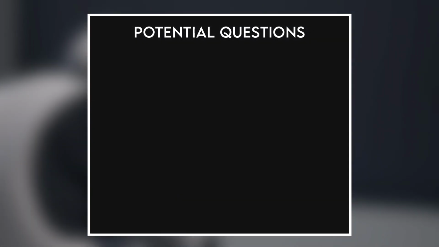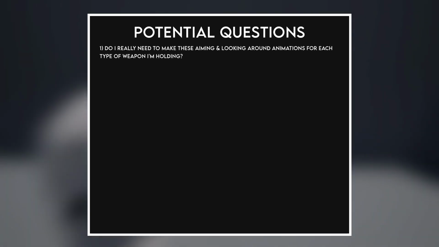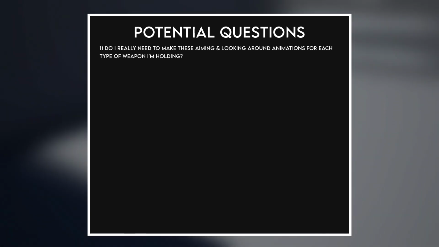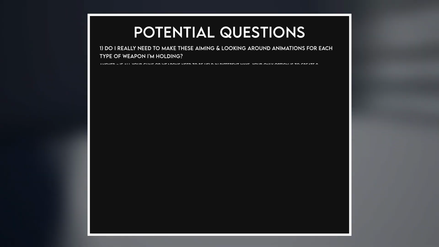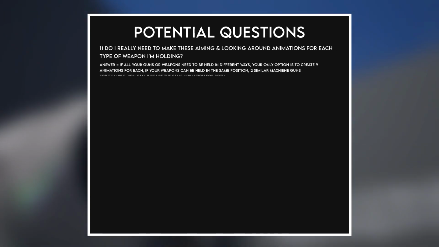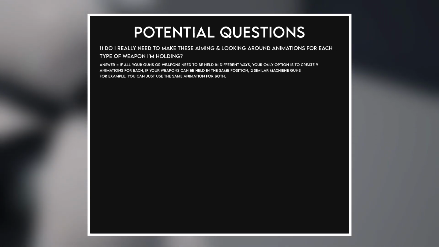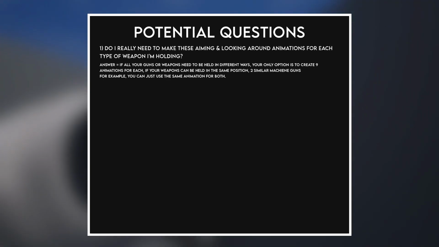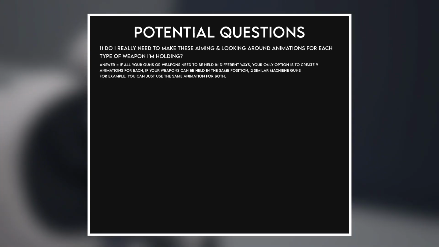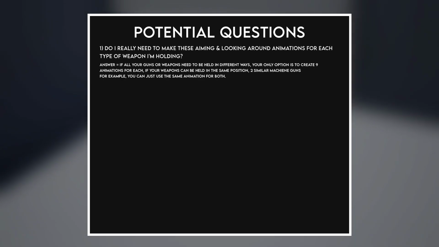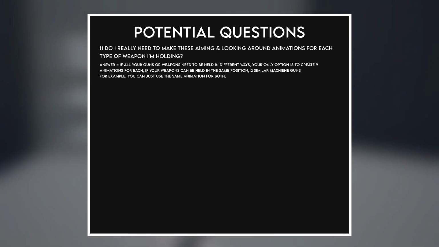All right, time to answer a few questions. Question one, do I really need to make these looking around animations for each type of weapon I'm holding? If all your guns or weapons need to be held in different ways, your only option is to create 9 animations for each. If your weapons can be held in the same position, 2 similar machine guns for example, you can just use the same animation for both.